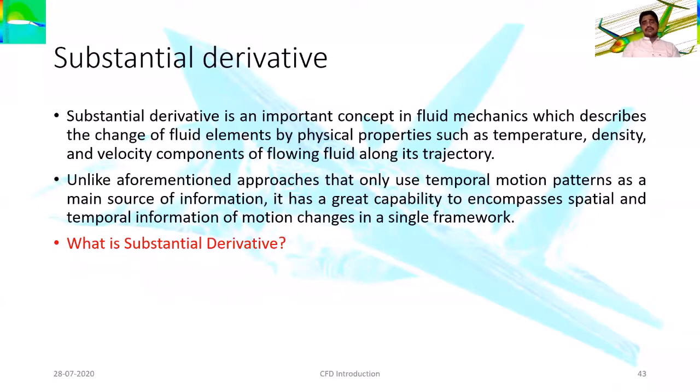Now, before approaching the governing equations, we should be clear about what exactly the substantial derivative is, what the divergence is, what the curl is, and what the gradient is. Previously, your professors might have already discussed these things, but here it is again required for us. What is the substantial derivative? It describes the change of the fluid flow properties, like temperature, density, pressure, or the velocity, with respect to the trajectory, or the path of the moving fluid element.